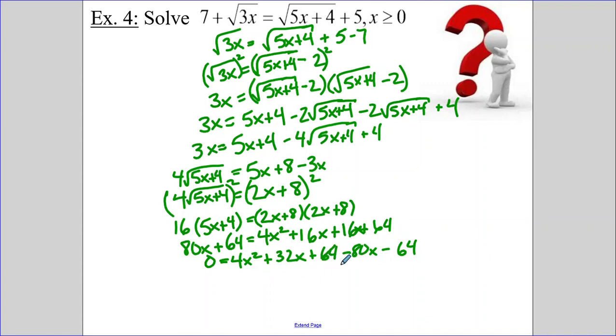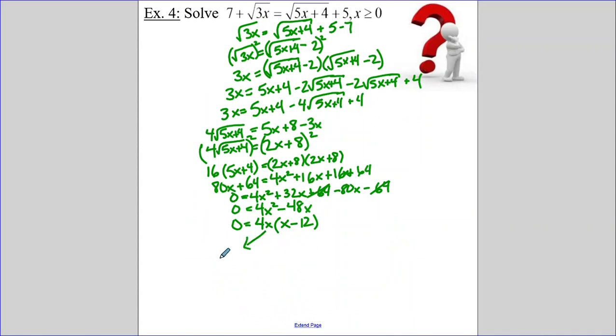And then now I can see it's 64 positive, 64 negative, they're going to cancel each other out. So 0 is equal to 4x squared. 32 minus 80 looks like it gives me 48. So minus 48x. Now I've got two separate terms here. If I factor out a 4 from each one, because I see 4 can go into 48, and I take an x out, I'm looking for the common factors here, then what's left over is x minus 12.